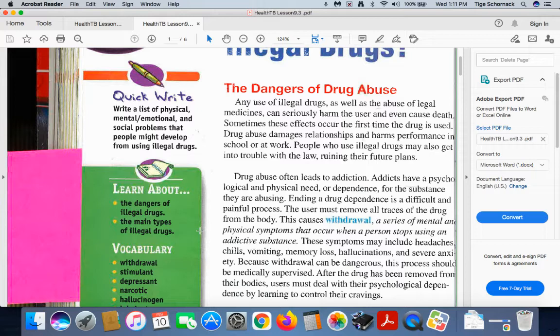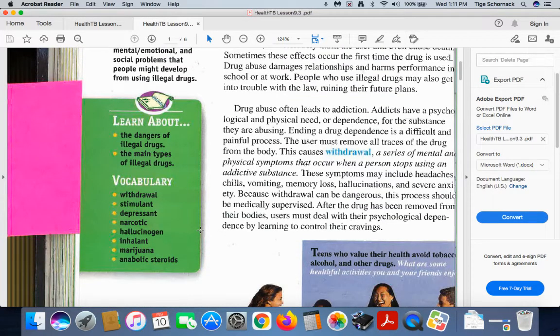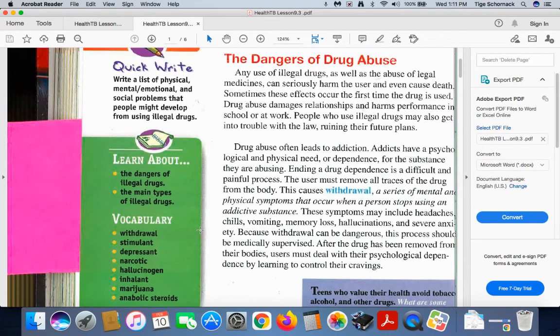But as we learned in the previous chapters, over-the-counter and prescription medication are drugs. So drugs are fine for you as long as used right, but there are illegal drugs. We're going to learn about words like withdrawal, stimulant, depressant, narcotic, hallucinogen, inhalant, marijuana, and anabolic steroids.